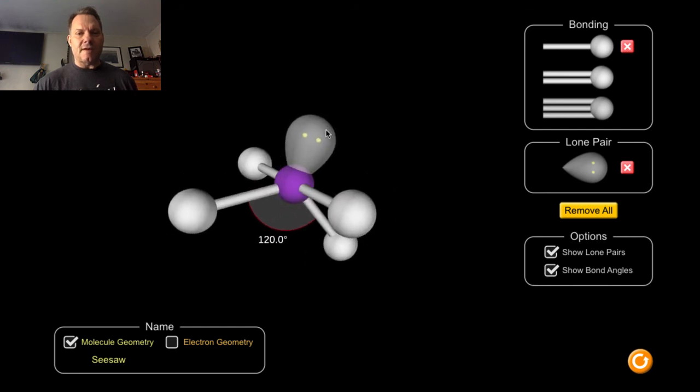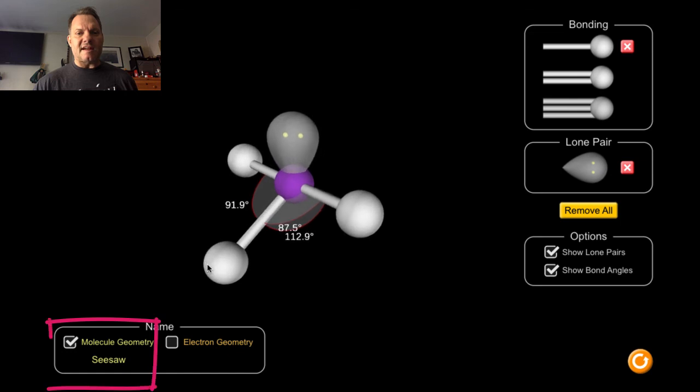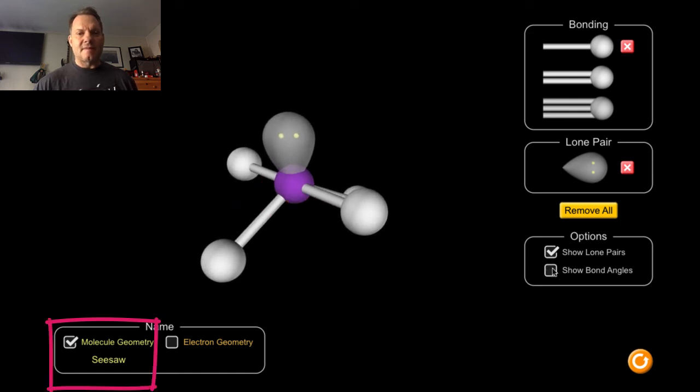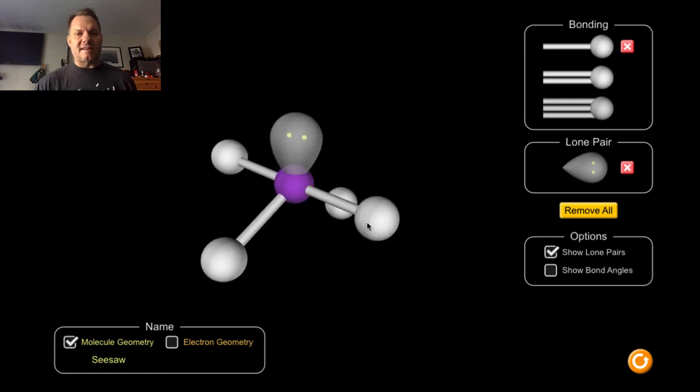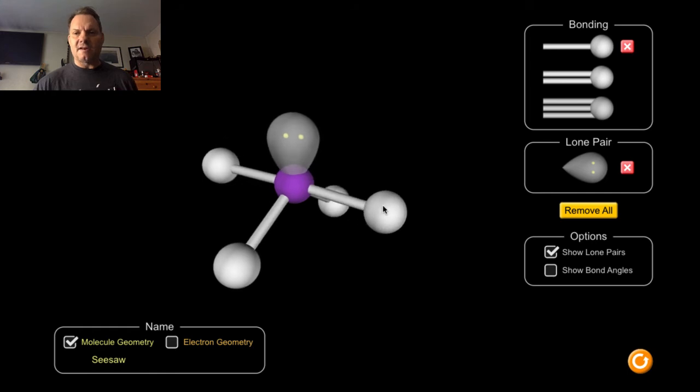Looks like he's going for a little run. This has the technical name of seesaw. So I guess you can imagine that it's a little kid running to his mommy shape. We call it seesaw.